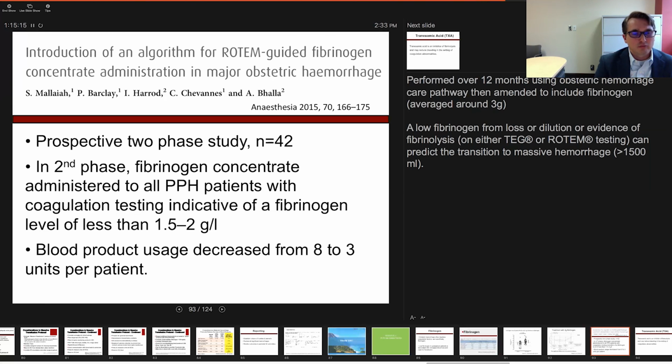So things they noticed were that after implementation of this other component of using fibrinogen concentrate to their hemorrhage protocol, they decreased their average blood product use from 8 units to 3 units per patient that would have been in the first phase of the study. So they showed a potential benefit, at least in need for transfusion, with guided fibrinogen administration.